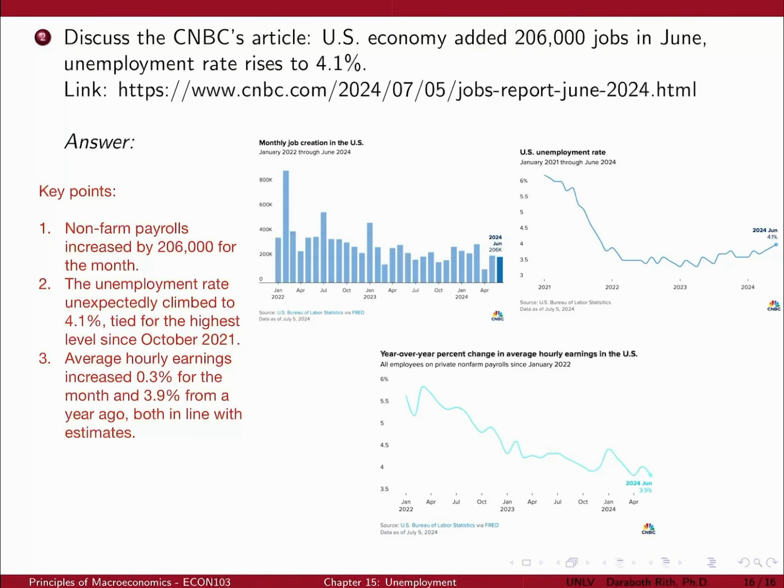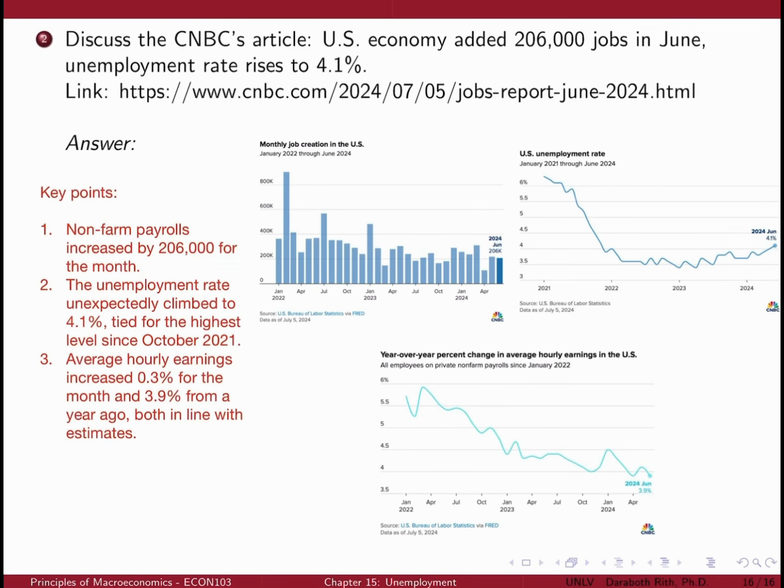First, we see that non-farm payrolls increased by 206,000 jobs for the month of June. This indicates a solid addition to employment, reflecting ongoing growth in the job market. Second, despite this increase in jobs, the unemployment rate unexpectedly climbed to 4.1%. This level is noteworthy as it matches the highest rates we've seen since October 2021. The rise in the unemployment rate might suggest a few underlying factors at play.